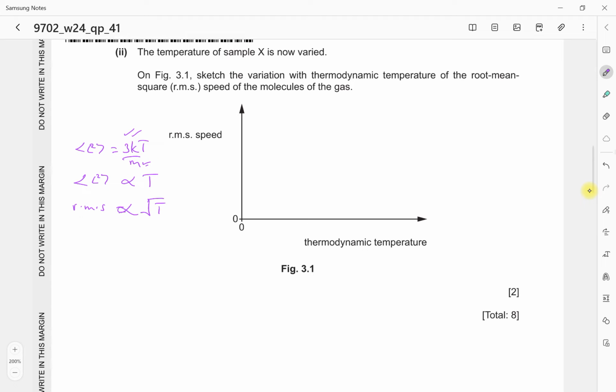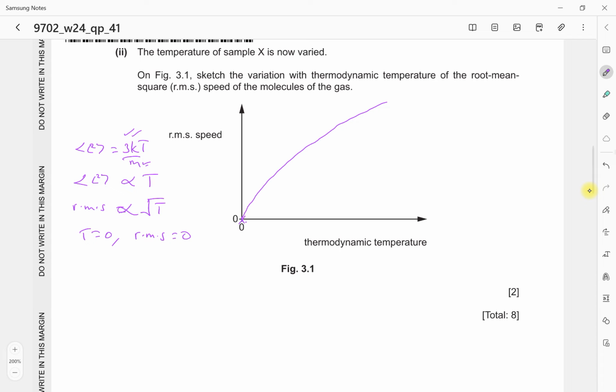We find the square root. So when T equals 0, the root mean square speed is also going to be 0. Our graph starts from here. We can check the shape by using simple substitutions, but if you're a mathematician, a graph of a quantity directly proportional to the square root of the other one is going to be a curve with a decreasing gradient. However, if you notice, it means that C increases more rapidly than T.